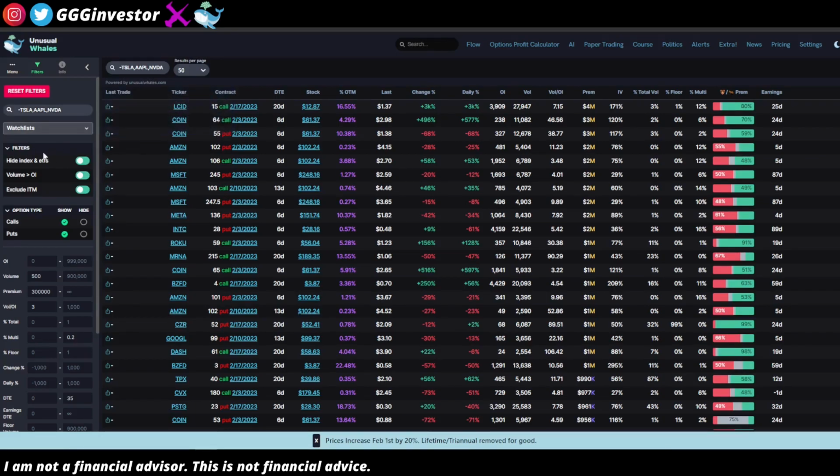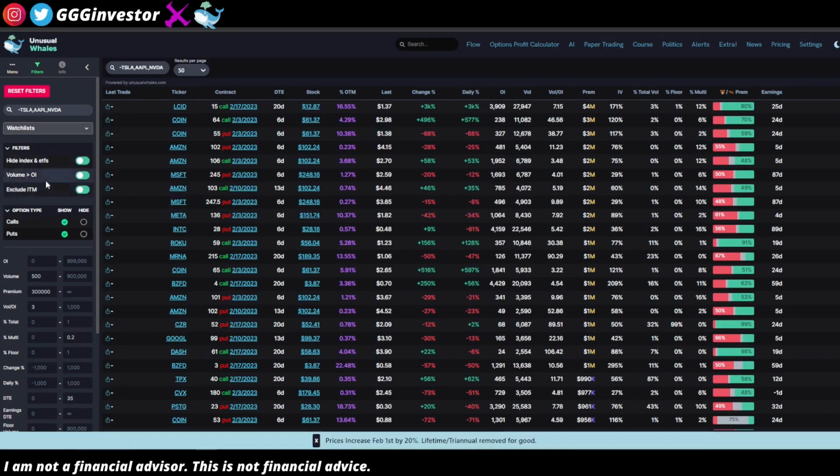Moving on from here, for my current setup, I like to include high ETFs and indexes, also include only volume greater than open interest, and then exclude any in-the-money contracts. And the reason for this is I don't want to see any SPY flow, any NASDAQ stuff. And so by having this turned on, that's going to filter that out. Volume higher than open interest and exclude in the money.